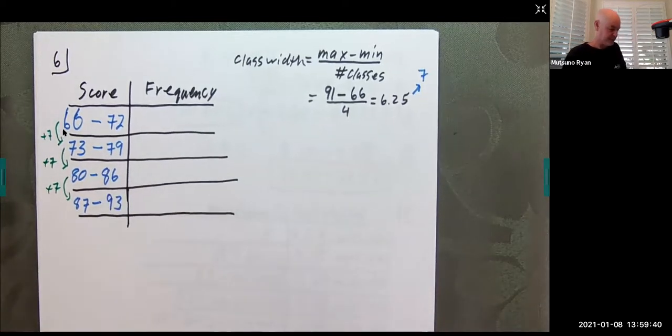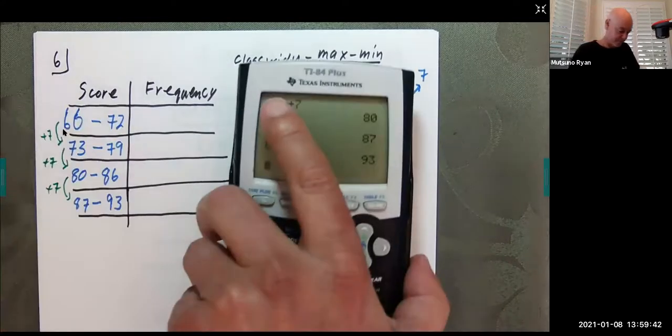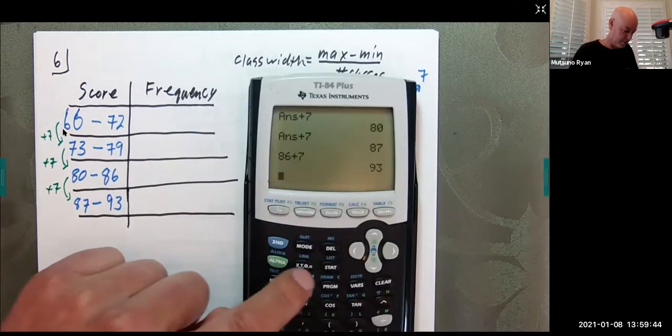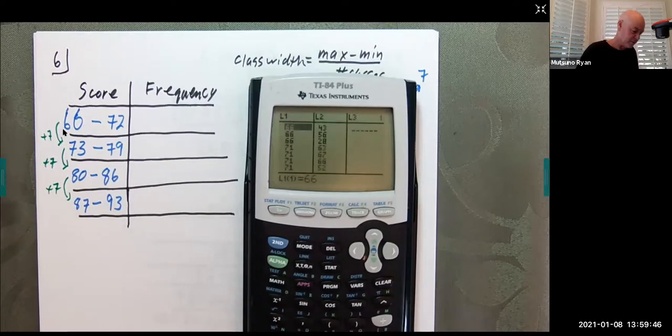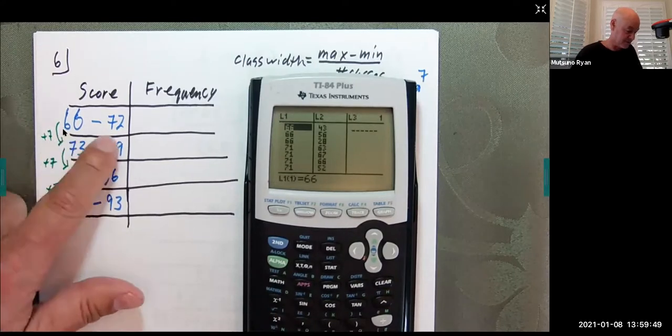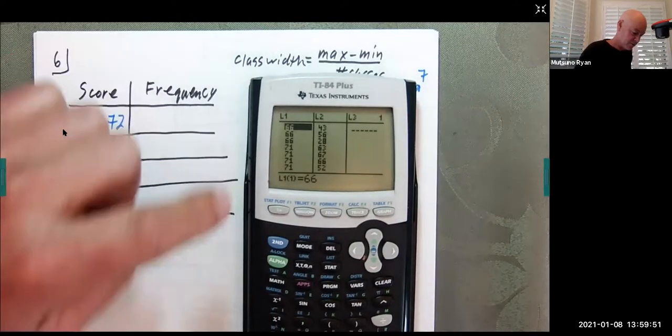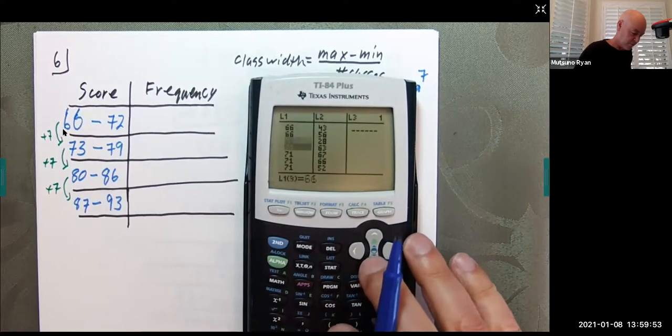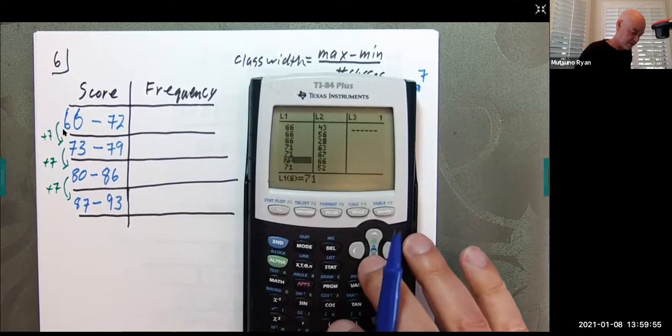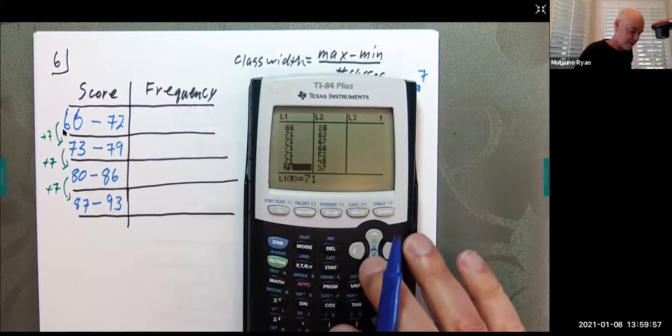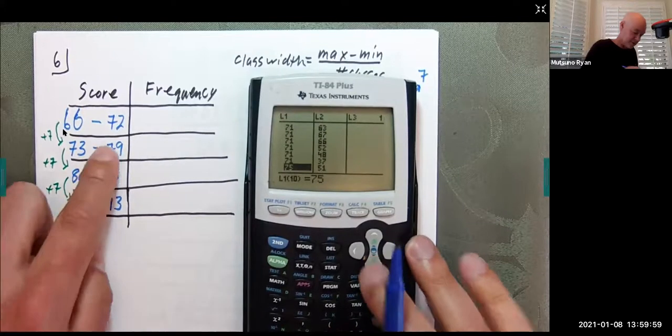All right, let's go to the frequency now. Another advantage of being able to rewrite the list in order is we can now see how many of them are between 66 and 72. So it looks like 1, 2, 3, 4, 5, 6, 7, 8, 9. It looks like 9.